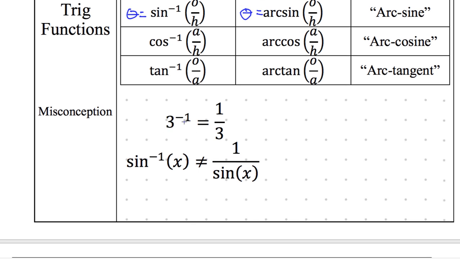If I have 3 to the negative first power, it is indeed equal to 1 over 3. But sine to the negative first power is not equal to 1 over sine. So don't think of this as 1 over sine, just think of it as arc sine, its own function that goes backwards. By the way, 1 over sine does have a special name if you want to know. This is Algebra 2 level stuff. This is called cosecant, CSC, cosecant of x. You'll never need to know that for this class, not until you get to the next class.